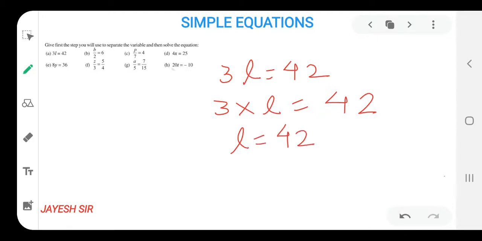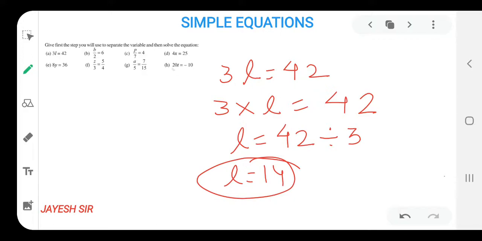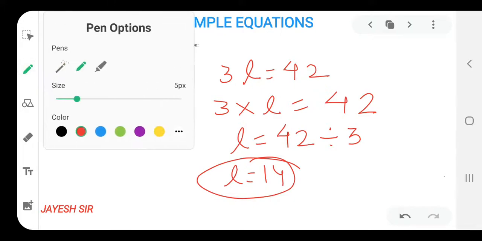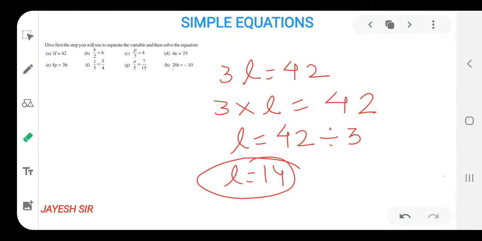Now 3 is in multiplication. After going this side it will become division. Now 42 divided by 3, I know that is 14. So the value of the variable I am obtaining over here is 14. I hope you all might be getting it, friends. And this was the easier type of sum.